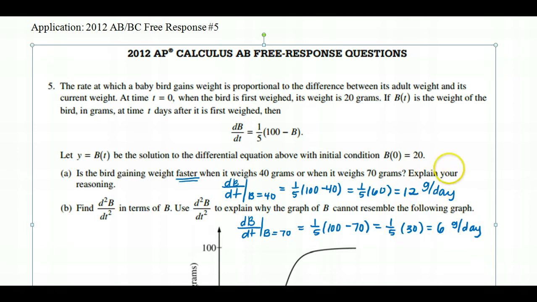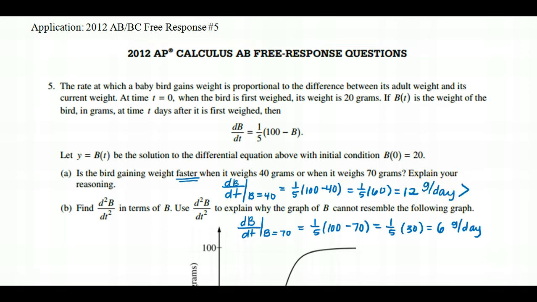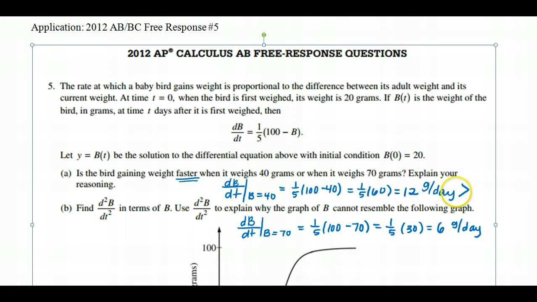So the answer here is when the bird weighs 40 grams, the bird's gaining weight faster because this value of 12 is greater than this value of 6. So that would be your reasoning. Since dB/dt when B is 40 is greater than dB/dt when B is 70, that means that when the bird weighs 40 grams, it's gaining weight faster than when the bird weighs 70 grams. So that is the answer to part A.